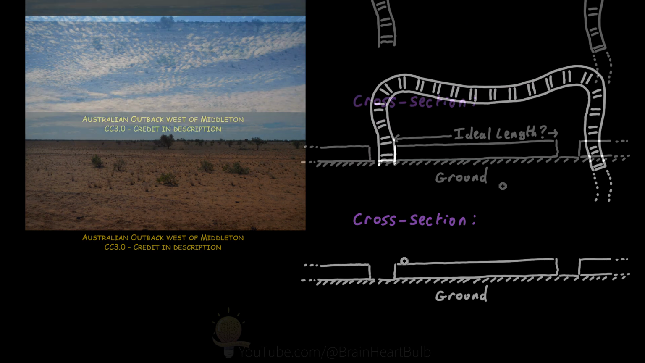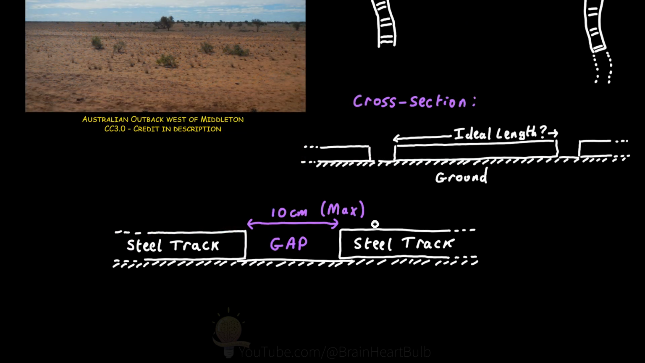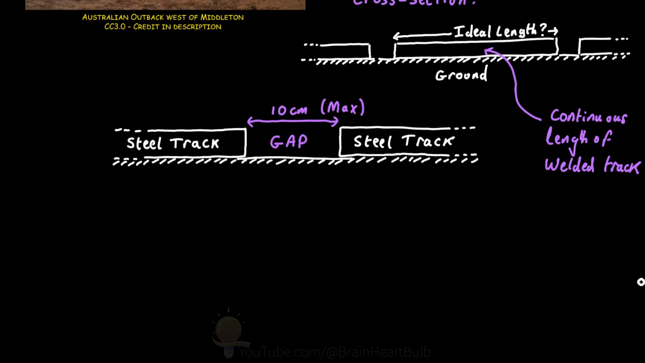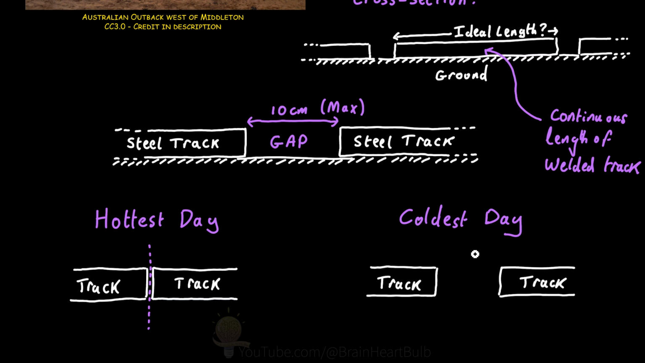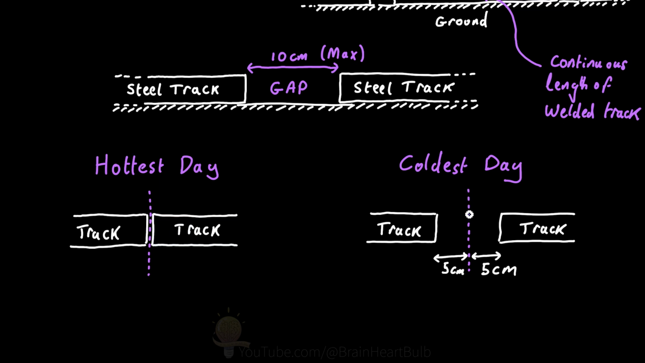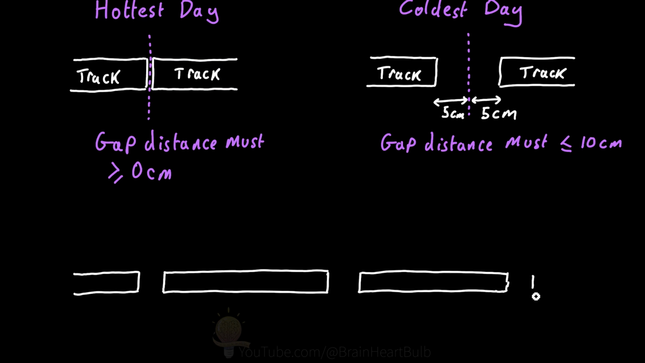So the question is, if our thermal expansion joints can be no longer than 10 centimetres, what is the maximum length of welded track we can have so that in the hottest times of the year, the expansion gap reduces to 0 centimetres but doesn't overlap and cause warping, and in the coldest months, the gaps don't exceed a distance of 10 centimetres. So let's draw a cross-section of a couple of rail segments so we can visualise this better.